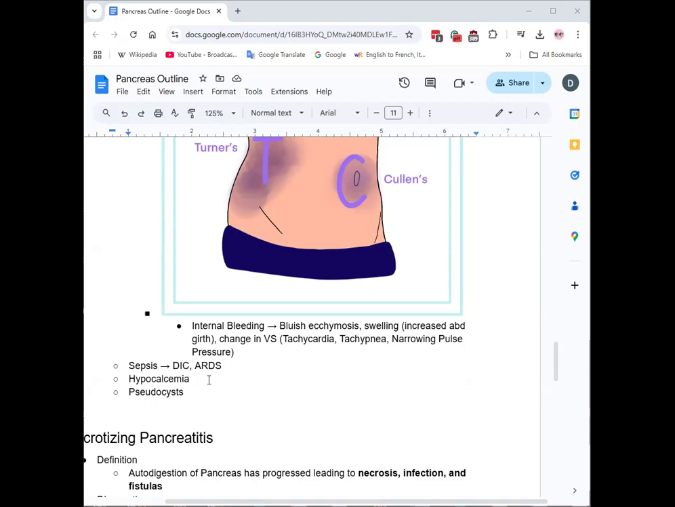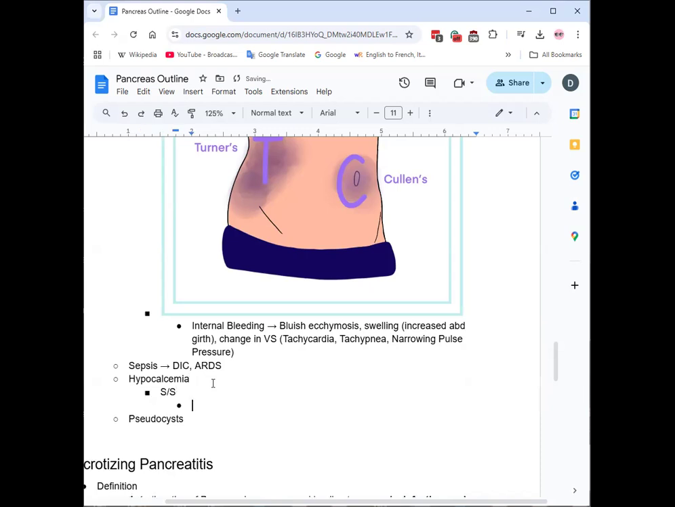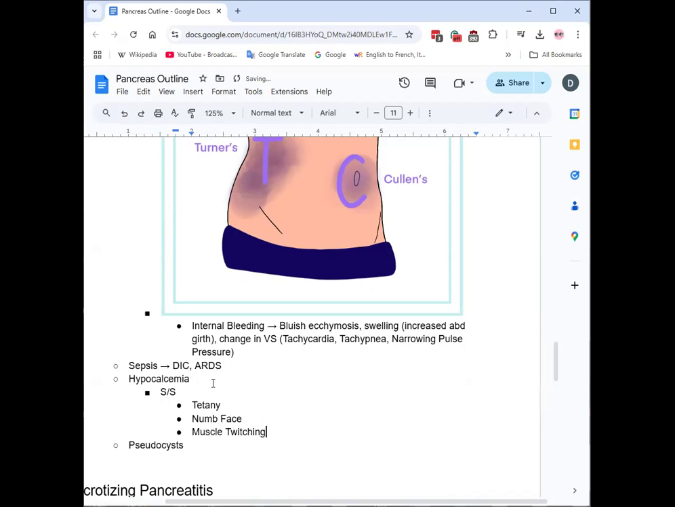So some signs and symptoms of hypocalcemia include the tetany, the numb face, muscle twitching, and then some of the signs include, I have a picture of it as well. I like this picture for it. You guys were talking about the saponification, and you even explained why it happens. Essentially, let me see if someone, yeah, Ryan's trying to talk about it right now.